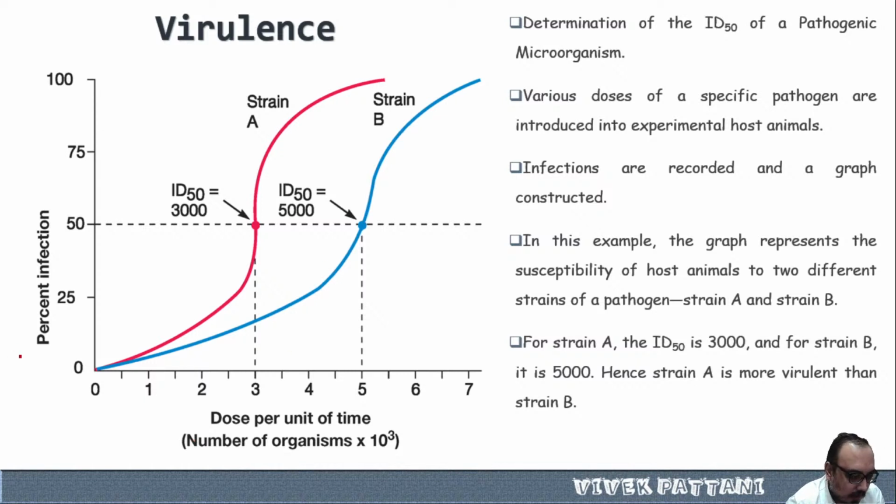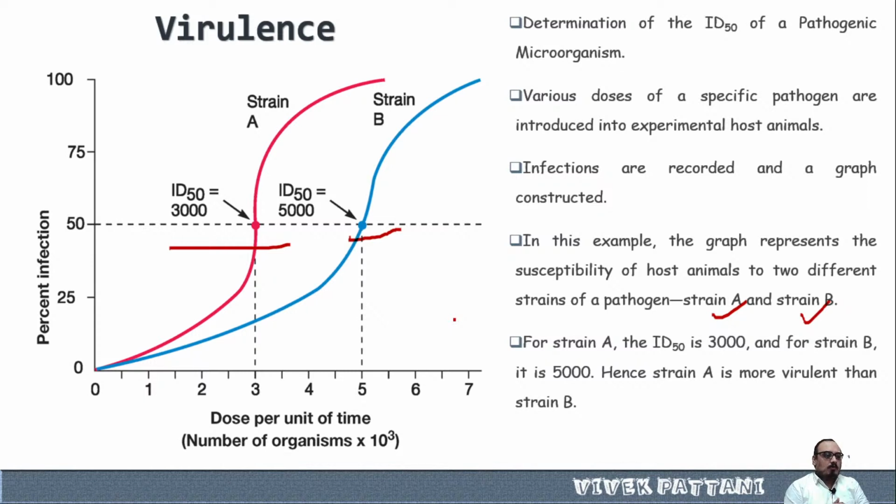Now this one is a graph for the ID, how we can identify an ID50 for a particular organism. Various doses of a specific pathogen are introduced into an experimental host. Strain A is more virulent.